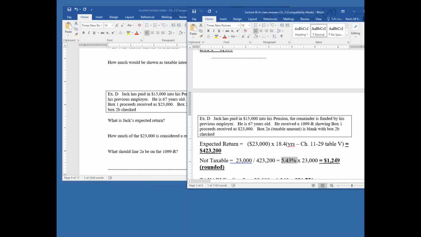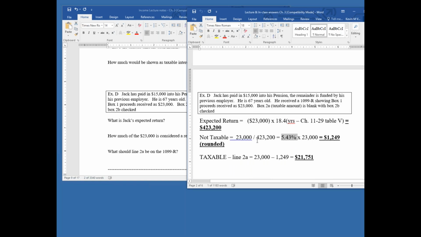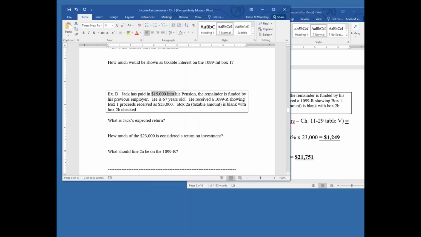So $1,249 would be not taxed, therefore the difference. Line 1 I believe would have said 23,000, how much proceeds are received. Line 2 would have said how much is taxable. Out of the 23, still most of it, but we can take it down a little bit to $21,751.